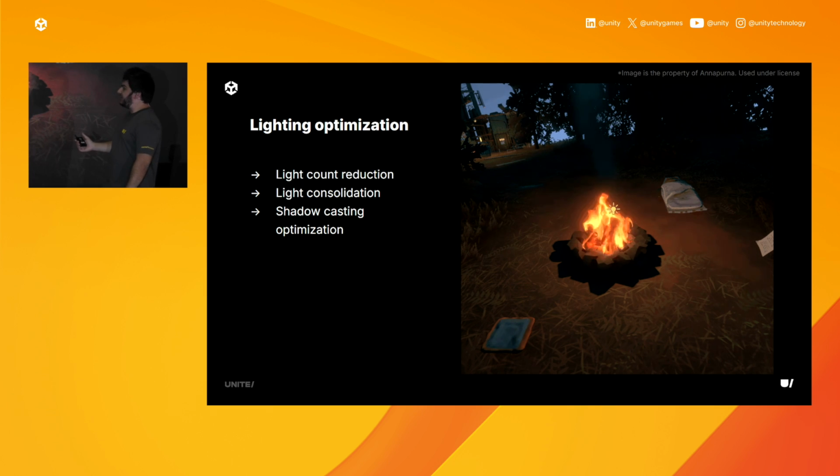And then last but not least, shadow casting optimization. So what I mean by this is that we tried to find lights that were casting shadows but didn't really benefit from casting shadows, where it wasn't visible, right?